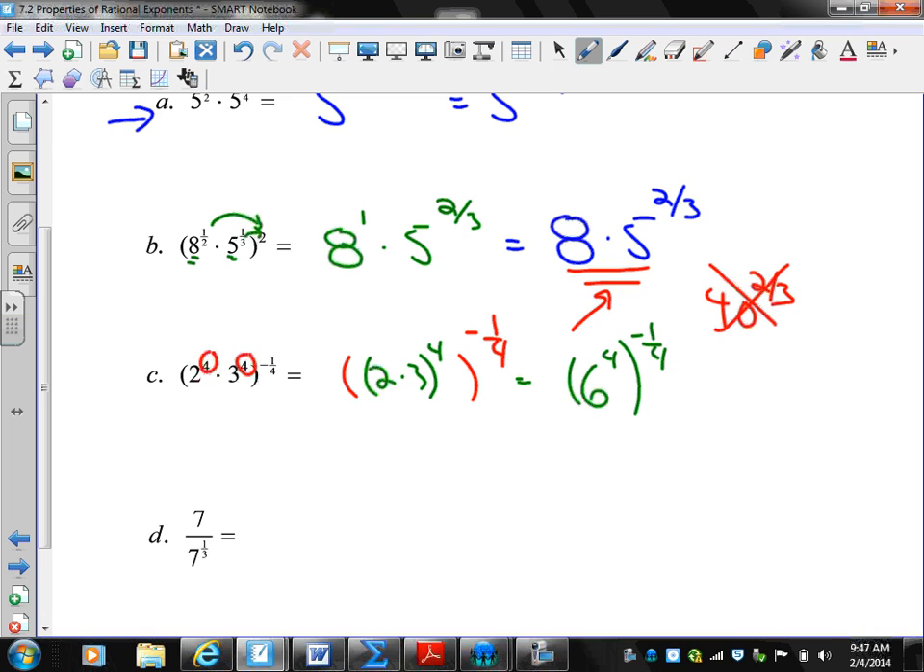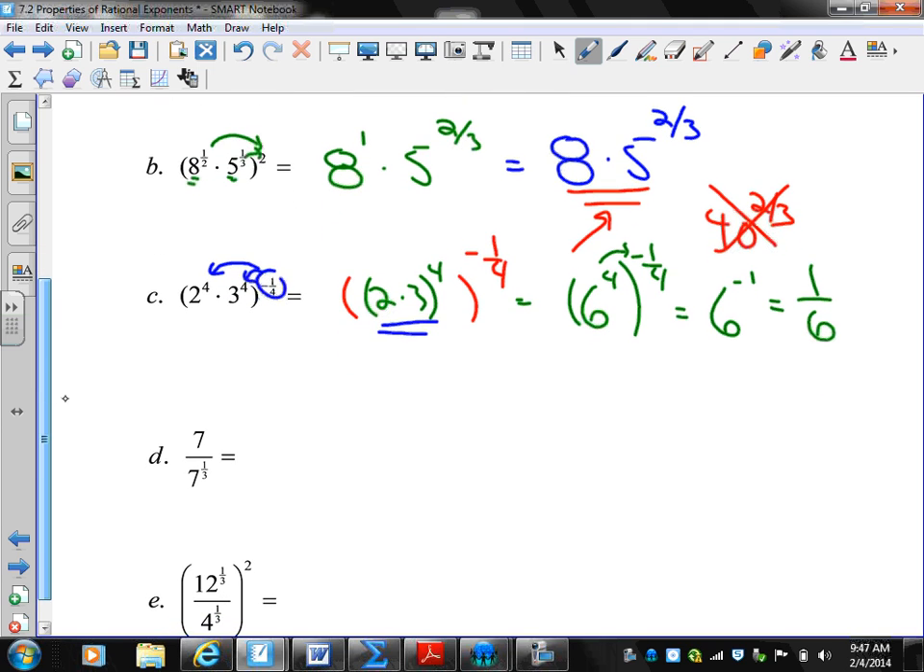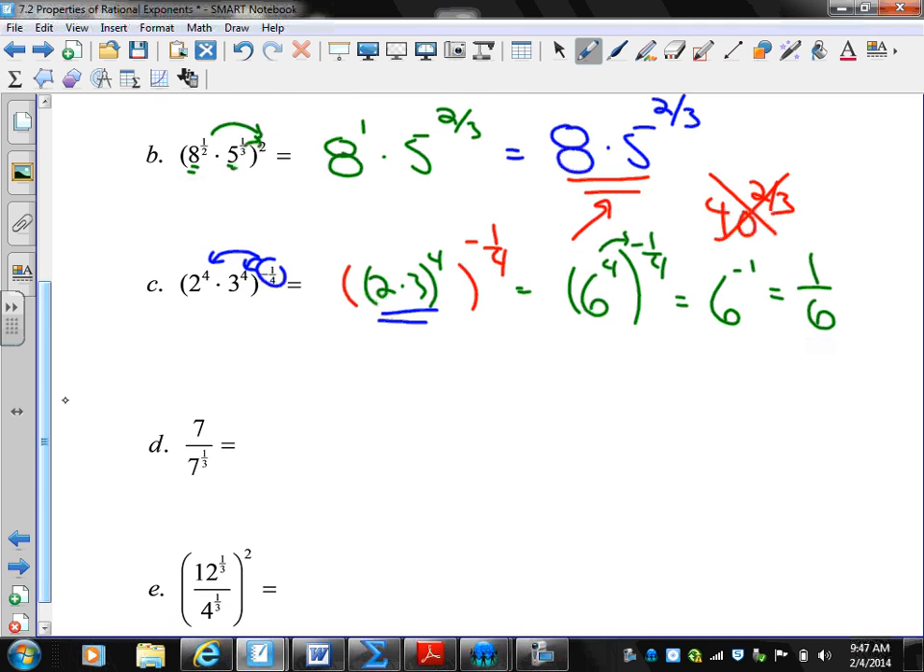And now I can do my power to a power rule and say, okay, this is going to be 6 to the 4 times -1/4. I get 6 to the -1, or 1/6. So you should get that whether you did the method that I did, or if you distribute this -1/4 first. But I think you're going to have to do this property anyways, this product of two powers along the way either way. So whichever way you're more comfortable, it really doesn't matter in the long run here.